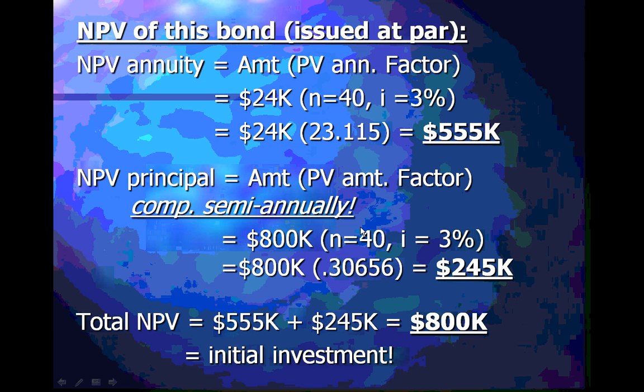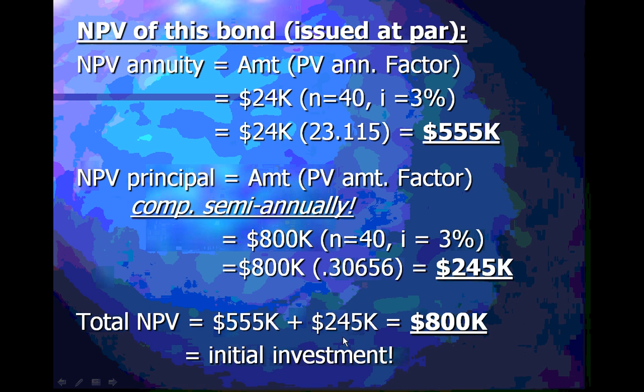So this one was doubled. The interest rate was cut in half because it's calculated every 6 months. The 6% was 6% per year. So 800,000 times the factor you get from table B1, 0.30656, is equal to 245K. What's 555 plus 245? Guess what? It's exactly 800K. It has to be. Add these two up, you get 800K.